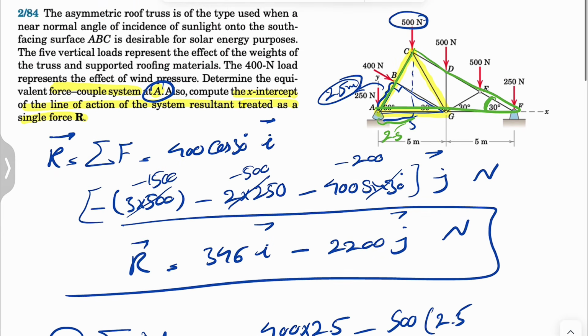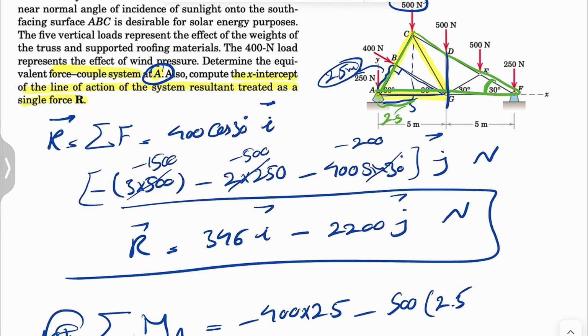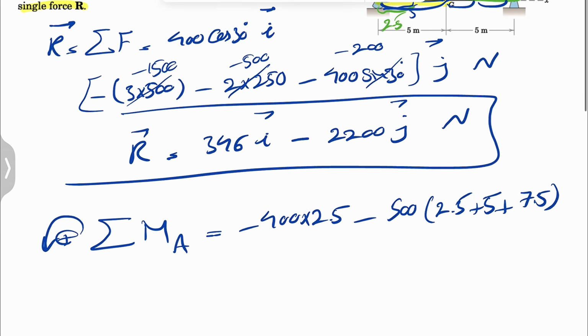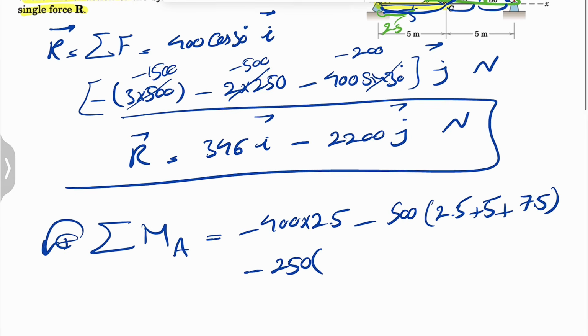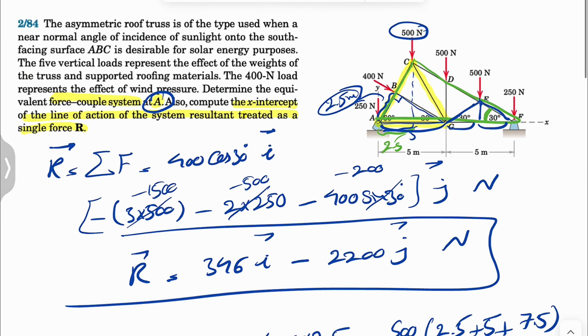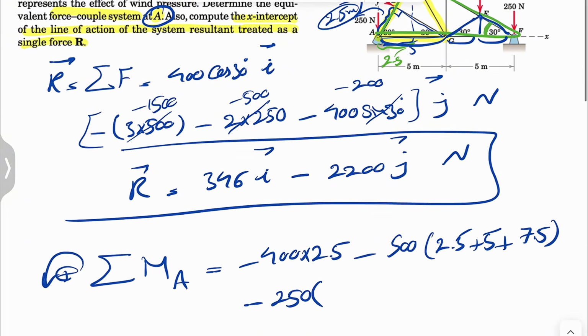It's the same story for the other one. For the 500 this time, the distance would be 5, so plus 5. The last 500 is the one in the middle, so the distance would be 5 plus 2.5, or 7.5. The last moment is the 250, which is also negative, and the distance is the green right triangle base or hypotenuse, which is 5 plus 5, or 10.